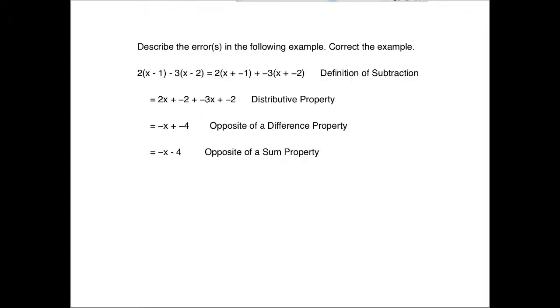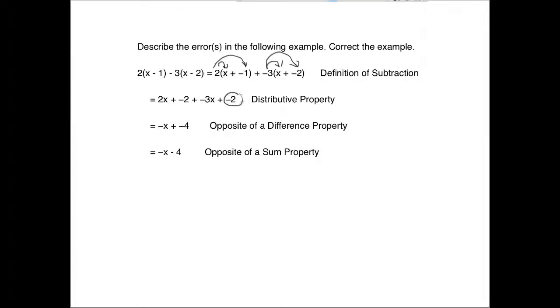This result here should be a result of multiplication from our first line. So 2 times x is 2x. 2 times a negative 1 is a negative 2. That's good. Negative 3 times x is a negative 3x. And a negative 3 times a negative 2 is not a negative 2. So right here is our problem.